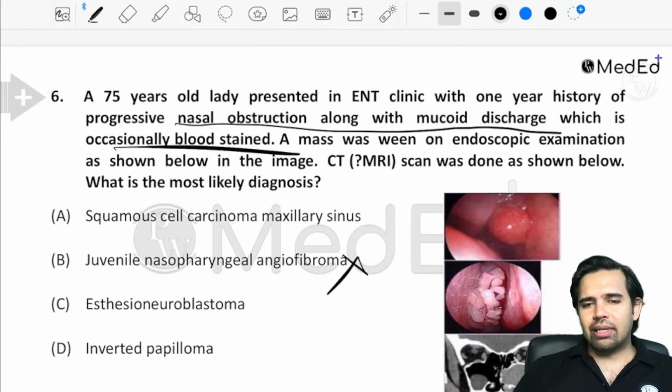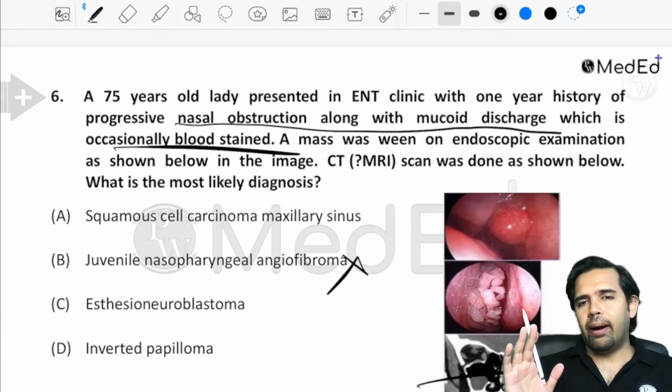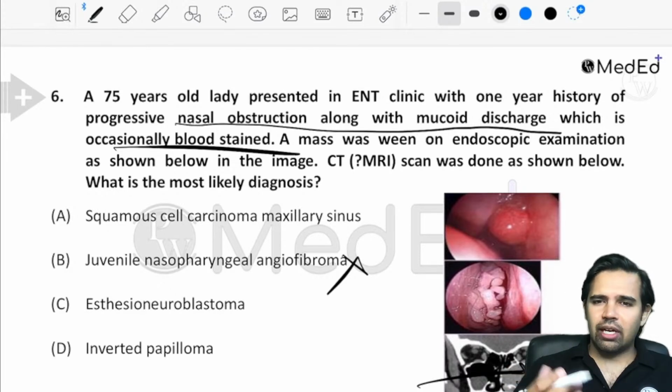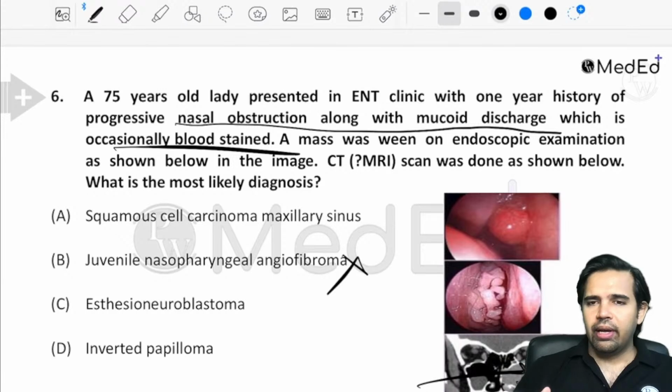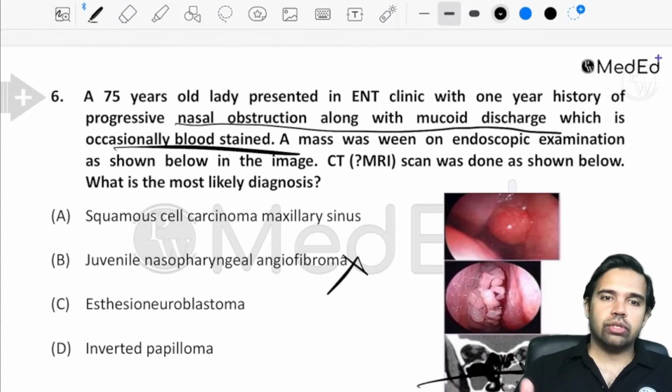Squamous cell carcinoma of the maxillary sinus? Yes, there is some growth in the maxillary sinus over here. But the symptoms of maxillary sinus squamous cell carcinoma would be more destructive. Look at the CT scan, it doesn't appear to be extremely destructive. There is no bleeding, and the symptoms would be more than mucoid discharge. Neuroblastoma doesn't sound right; it occurs in the olfactory part, and the eyes come out.